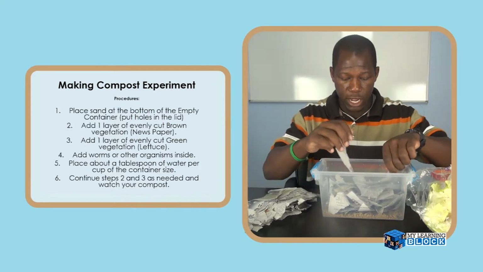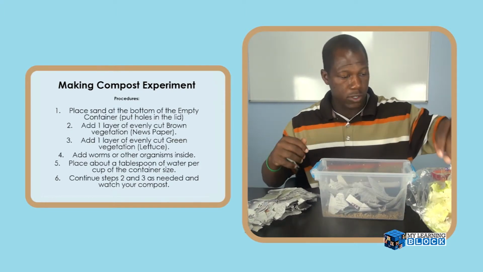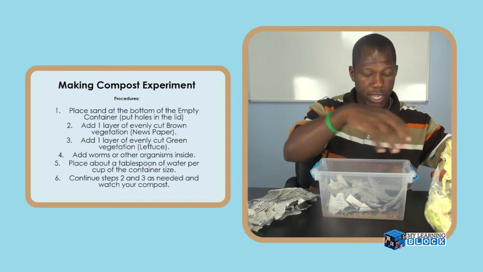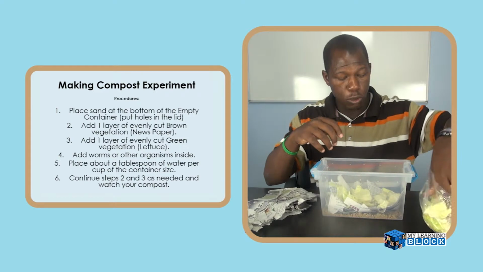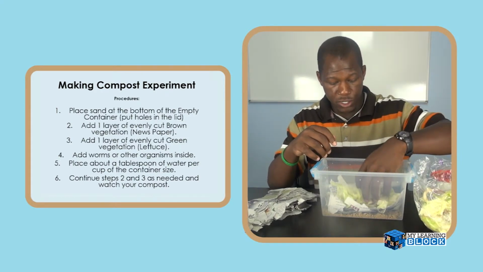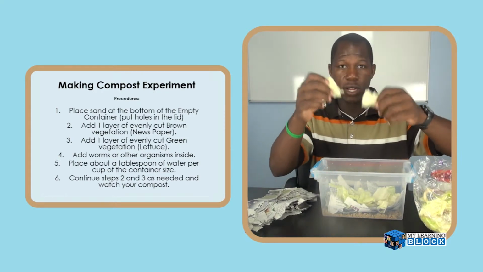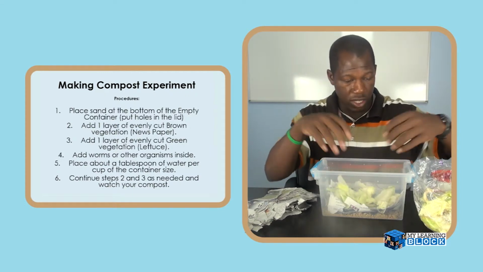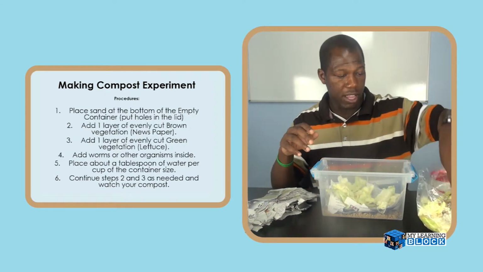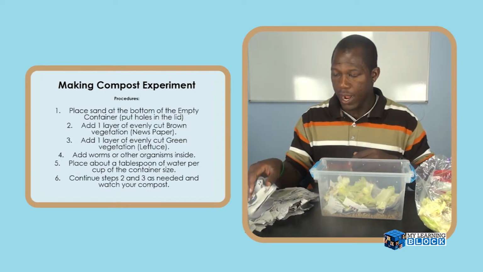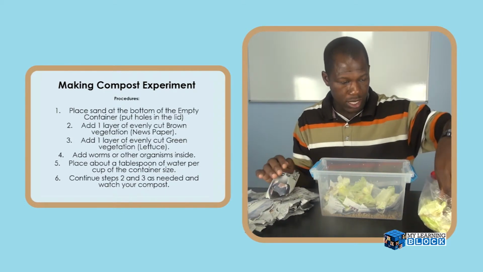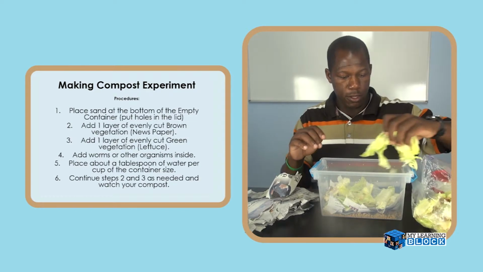So I'm gonna add one layer of brown. Then I'll switch over and add one layer of green. Again, the brown provides the carbon, and the green will provide the nitrogen to the compost. And again, I've cut the lettuce to relatively the same size. And you see we have some spoiled pieces. Great, excellent. All right, and I need a little more green than that.